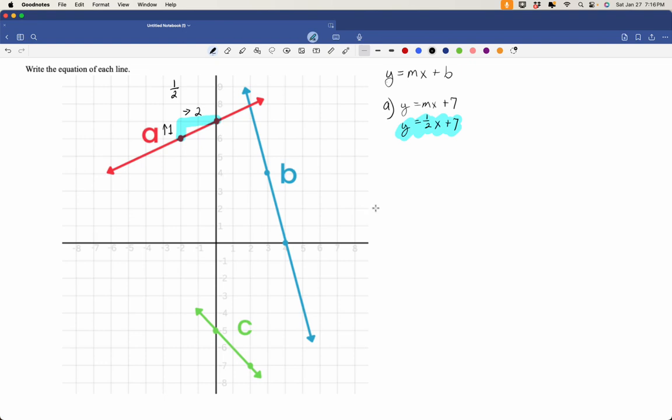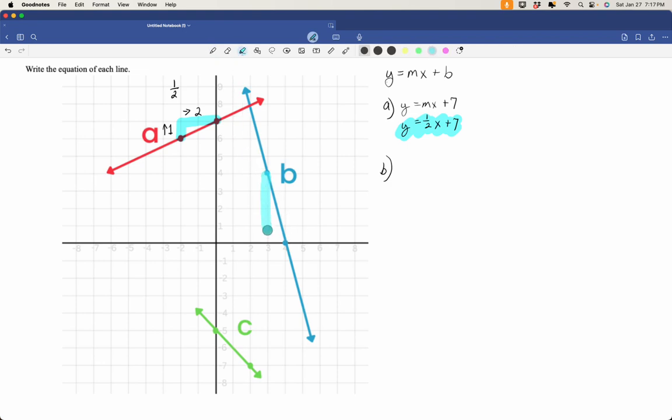All right, let's look at B. We don't have where it crosses the y-axis, so what we have to do is solve for that. The way that we're going to solve for that is by taking one of the points and finding the slope and substituting in. So first we're going to find the slope on this problem.